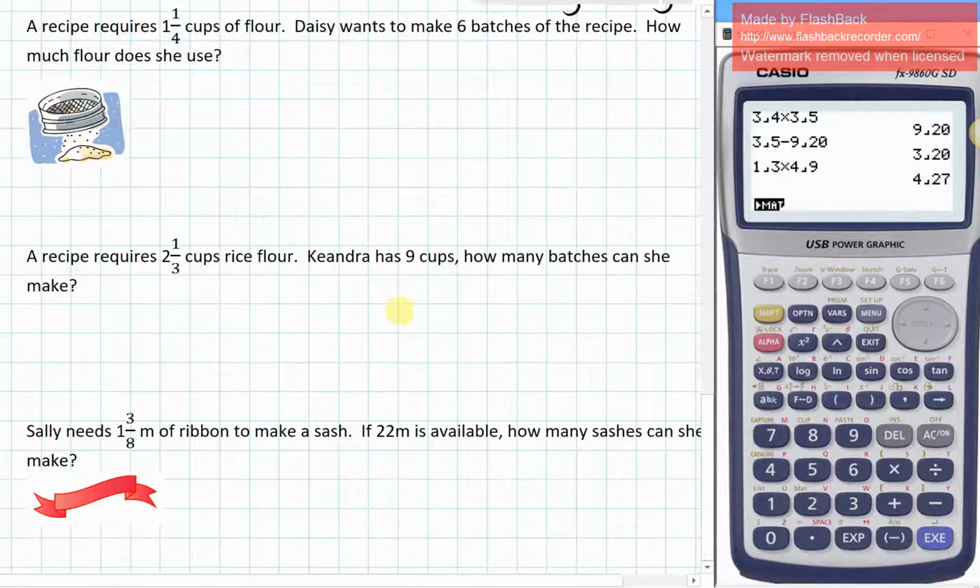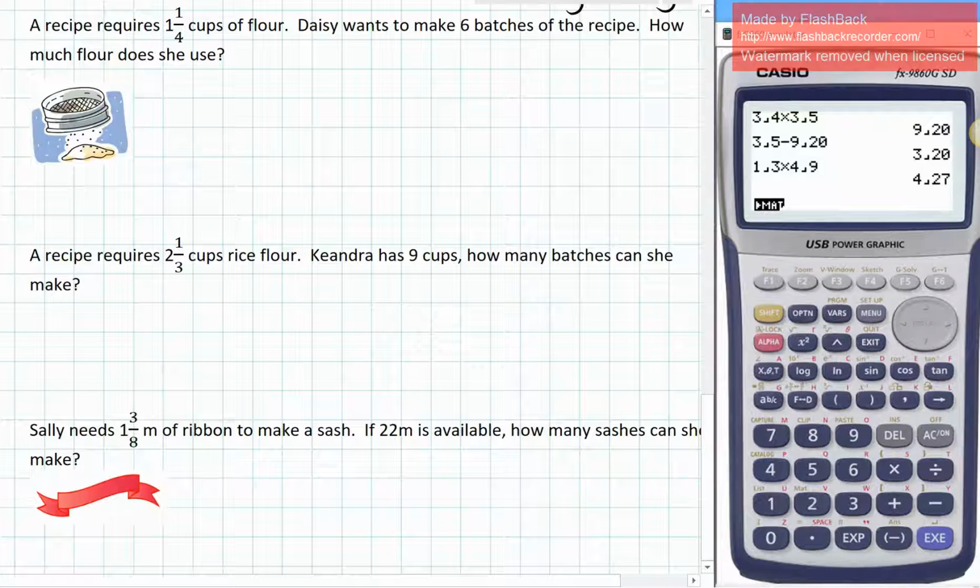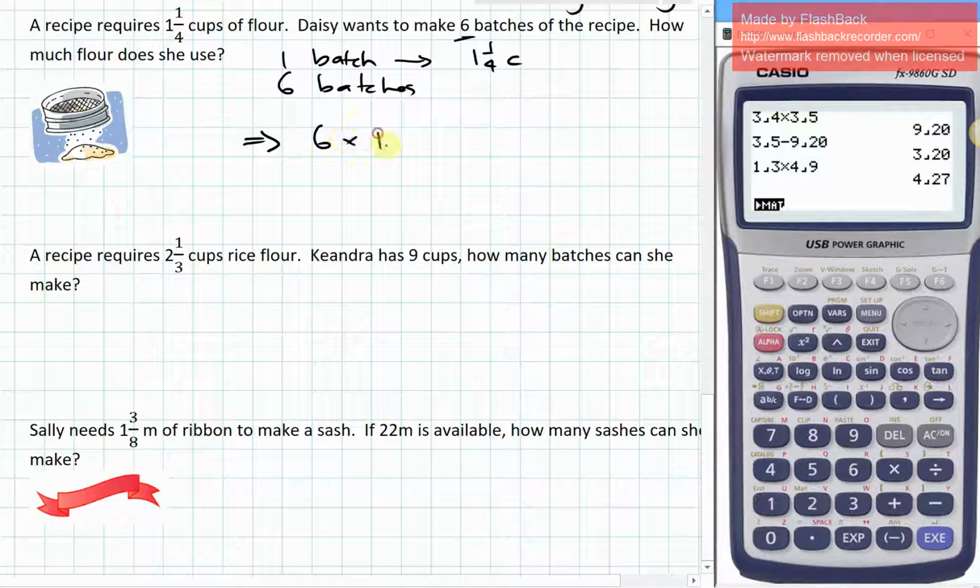Okay, let's have a look at some recipes. A recipe requires 1 1/4 cups of flour. Daisy wants to make 6 batches of the recipe. How much flour does she use? So we know that one batch, okay, a recipe requires 1 1/4 cups. She wants to make 6 batches. So what we need to find out is 6 times 1 1/4. Okay, so this is what you need to come up with.